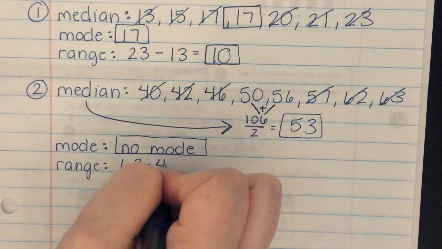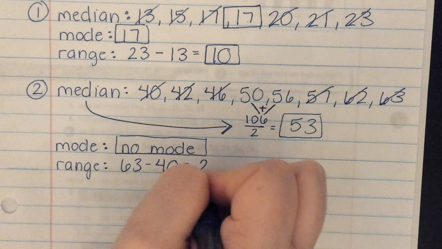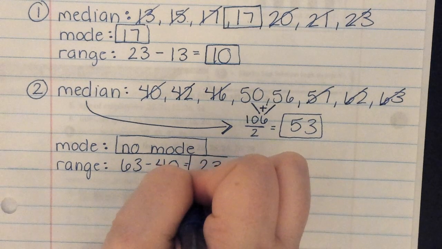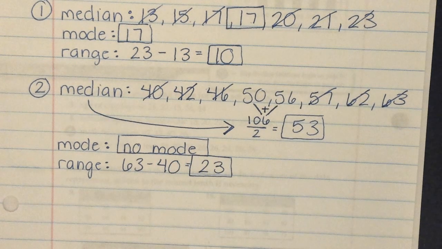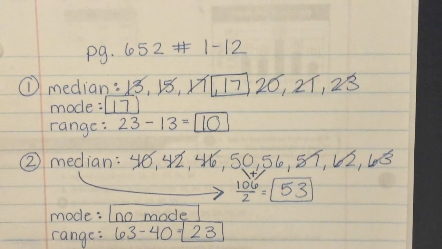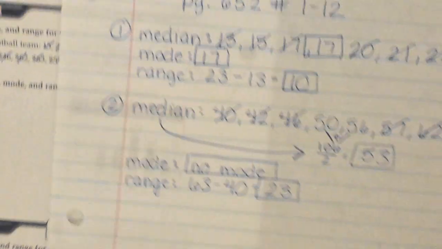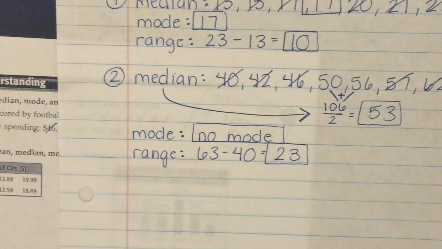63 minus 40, which is going to give me 23. Okay. Are there any questions about number 2? All right, so we need to look at number 3.